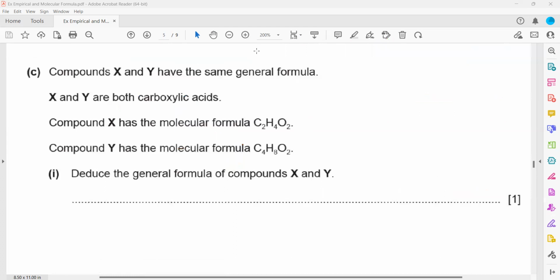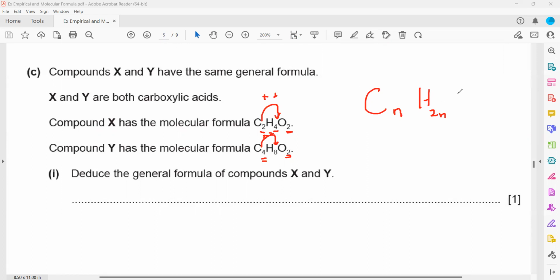The next is compound X and Y have the same general formula. Look how we generalize the result. If a compound has two carbon, it has four hydrogen. So hydrogen becomes double and oxygen remains two. If it has four carbon, it has eight hydrogen, but oxygen remains two. So how can we generalize this? If a compound contains n carbon, how many hydrogen will be there? The hydrogen will be 2n, because it will be double.